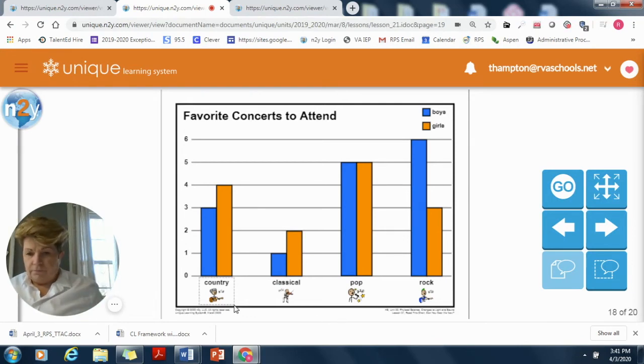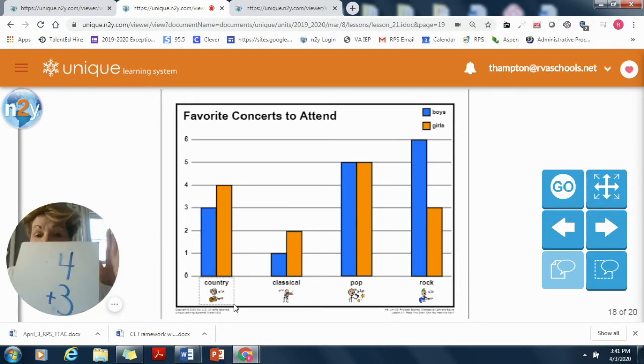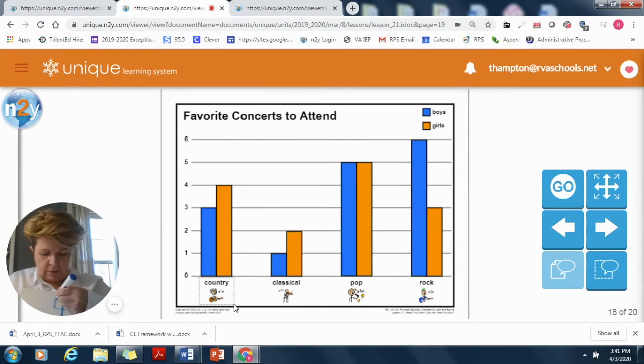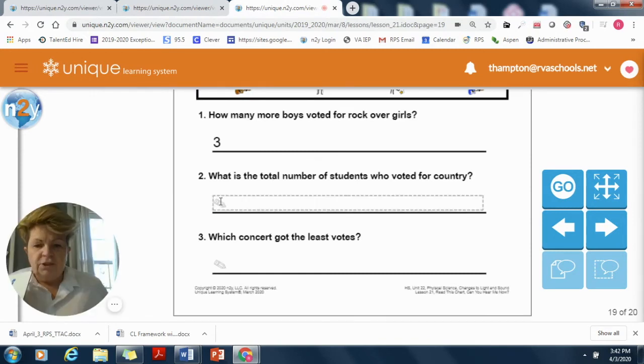So we have 4 + 3, and you can use whichever strategy you want, if you want to make your hash marks or if you want to draw your dots. I'm going to draw our dots for us: 4 dots on our number 4 and 3 dots on our number 3, and we're going to add those together. 1, 2, 3, 4, 5, 6, 7. Very good. Now we're going to go over and answer our question.